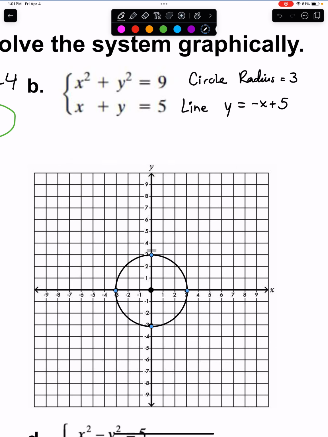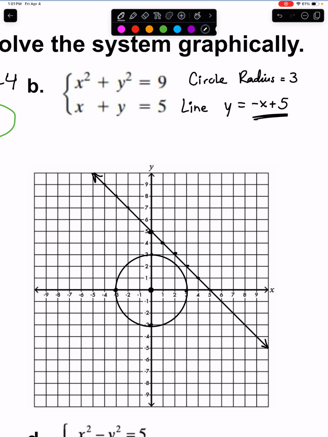Next, I have a line that I'm going to graph. I start at a y-intercept of 5. Then I go down 1, right 1 across this diagonal. I want to mark as many points as I can here. And then remember, a system is looking for where these points intersect. So I'm going to look.